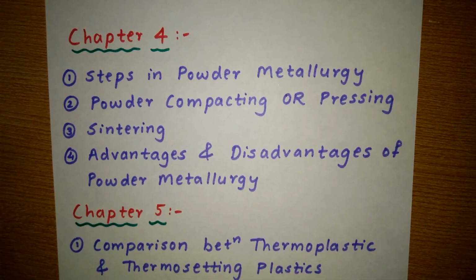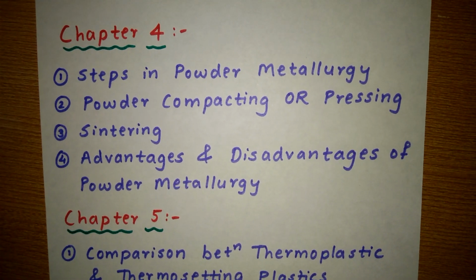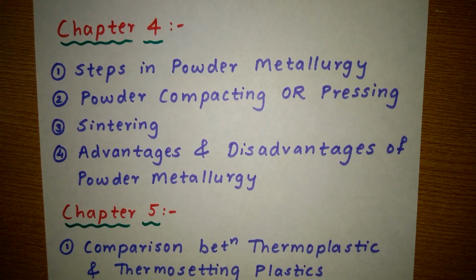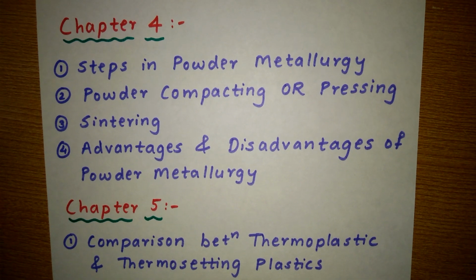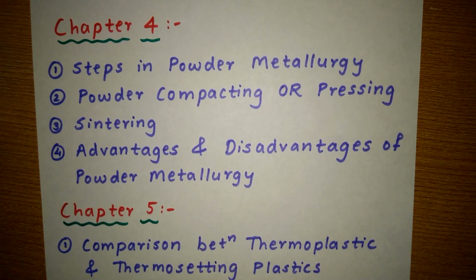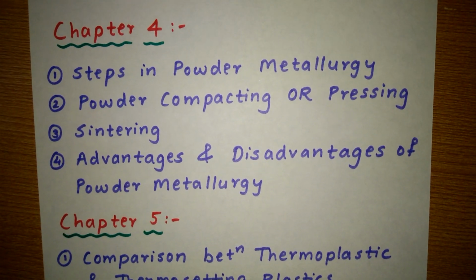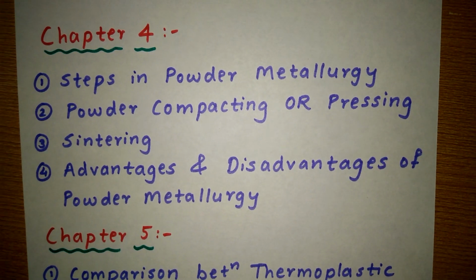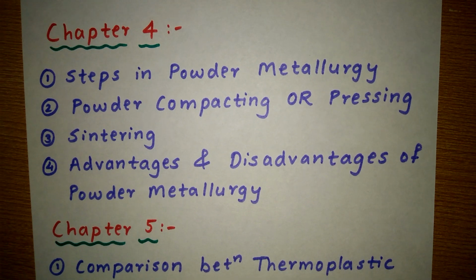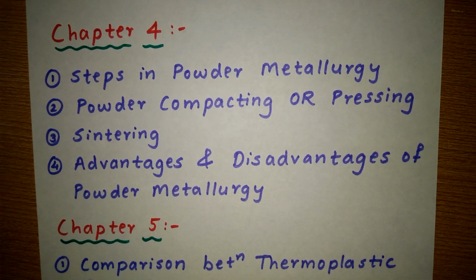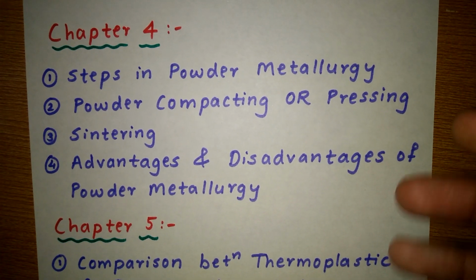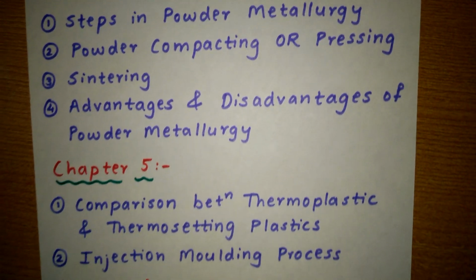The next chapter is chapter number 4. Chapter 4 is powder metallurgy. The questions asked in the exam from powder metallurgy are steps in powder metallurgy, powder compacting or pressing, sintering, and advantages and disadvantages of powder metallurgy. Chapter 4 contains these four important questions.